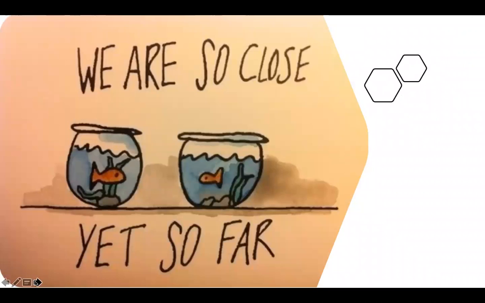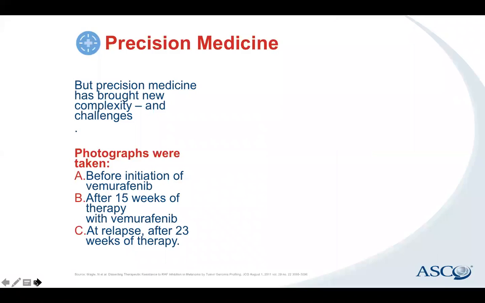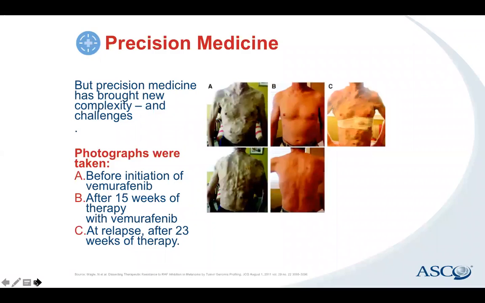So we are so close, yet so far. What does it mean? Precision medicine has brought new complexity and challenges. This is a slide from a JCO 2011 paper. We have all seen it. Figure 1 is before initiation of vemurafenib. After 15 weeks, we have seen that it's an excellent response. All the lesions have almost disappeared, but the patient has relapsed after 23 weeks of therapy.